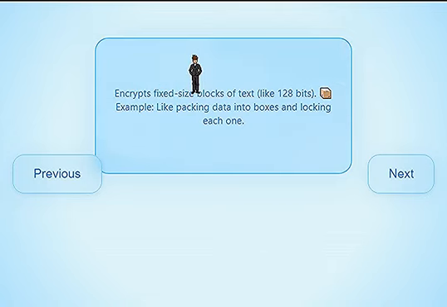A block cipher is a type of encryption where the message is divided into fixed-size blocks, and each block is encrypted individually. This is a more secure method than a stream cipher, which encrypts the message 1 bit at a time. The encrypted blocks can then be transmitted or stored securely. This is similar to packing data into boxes and locking each one so that only the person with the key can open them. Let's say we have the message "Hello World" and we want to encrypt it using a block cipher with a block size of 128 bits.